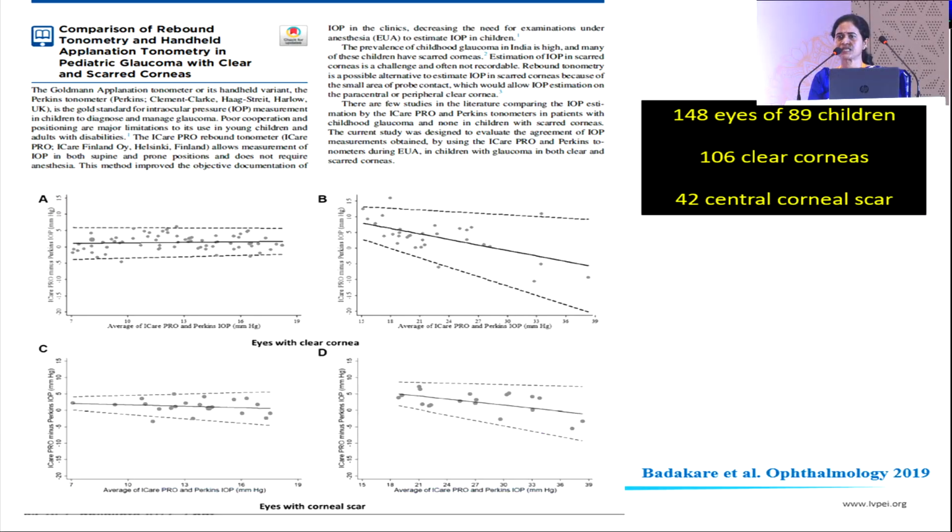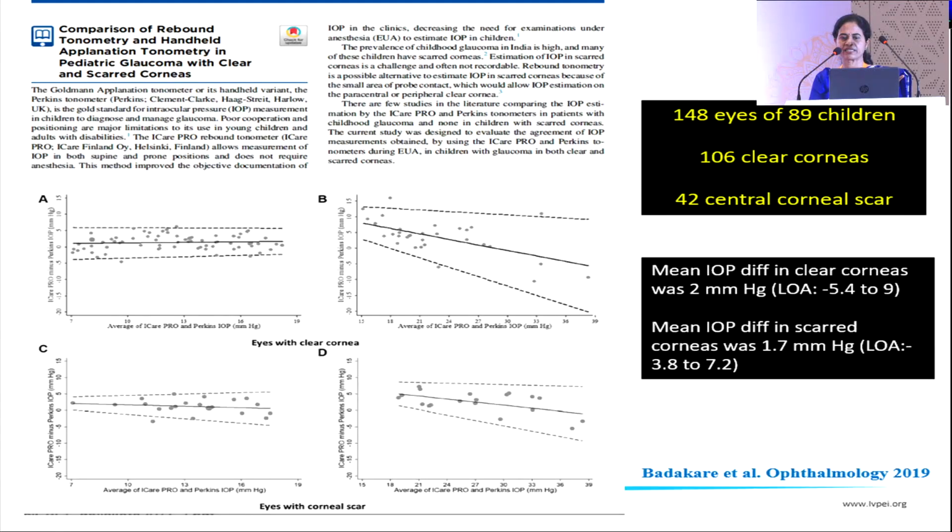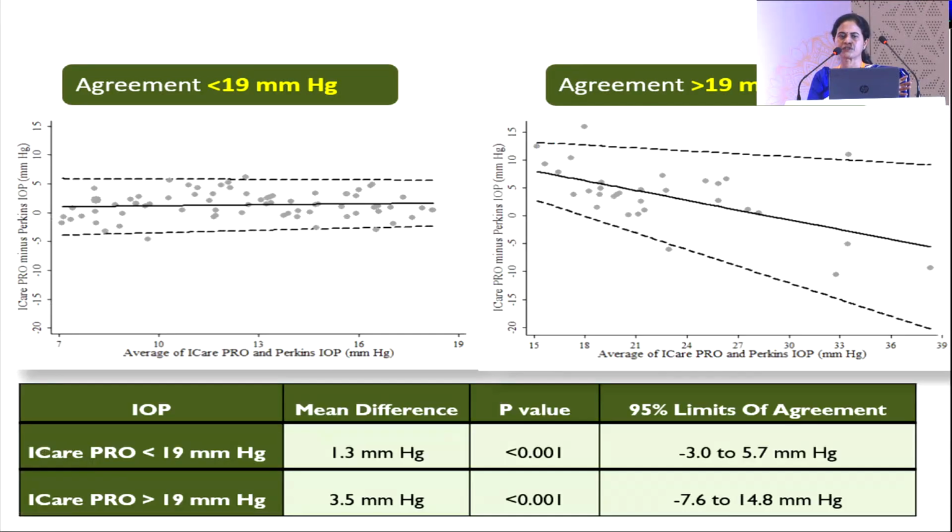There was another study that we did, because basically we wanted to find out whether it is appropriate to do an iCare and send the baby away saying your pressures are okay. So we did it under anesthesia in children with clear corneas as well as scarred corneas. Two different tonometers were used, both the Perkins and the iCare. The mean difference between the Perkins and the iCare was about 2 millimeters of mercury. Of course, you need to understand that the limits of agreement could be variable. But what I would like to say is it's within 2 millimeters of mercury difference between the two tonometers.